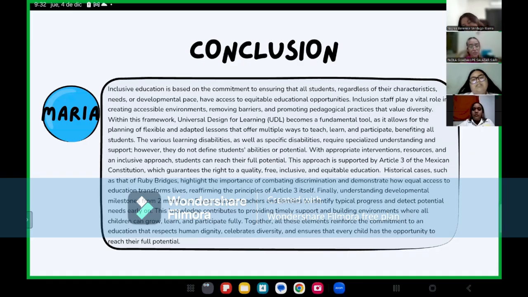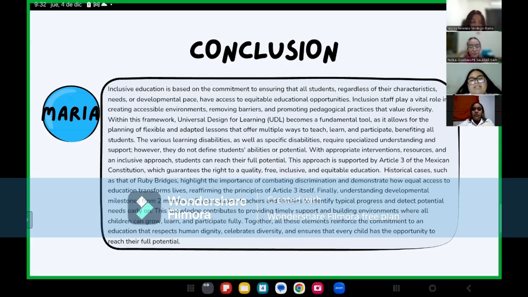This approach is supported by Article 3 of the Mexican Constitution, which guarantees the right to a quality, free, inclusive, and equal education. Historical cases such as Ruby Reyes highlight the importance of combating discrimination and demonstrate how equal access to education transforms lives, reaffirming the principle of Article 3 itself.